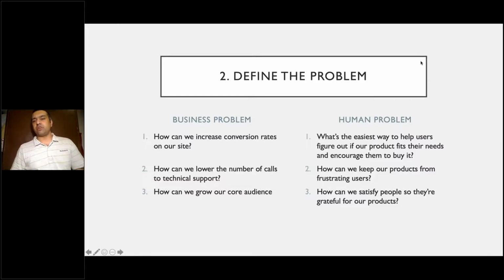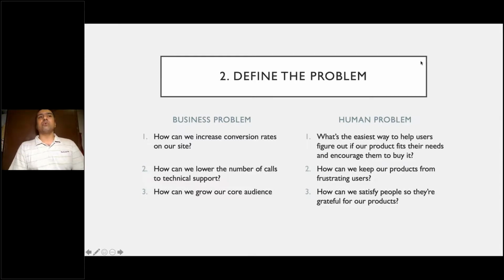Another example. How can we lower the number of calls to technical support? Make it a human-centric problem. How can we keep our products from frustrating users? Nobody calls technical support out of their own sweet will. Nobody wakes up in the morning thinking, oh wow, it's a wonderful day, today I'm going to make 3 calls to Airtel support or 3 calls to my internet support. Nobody does that.